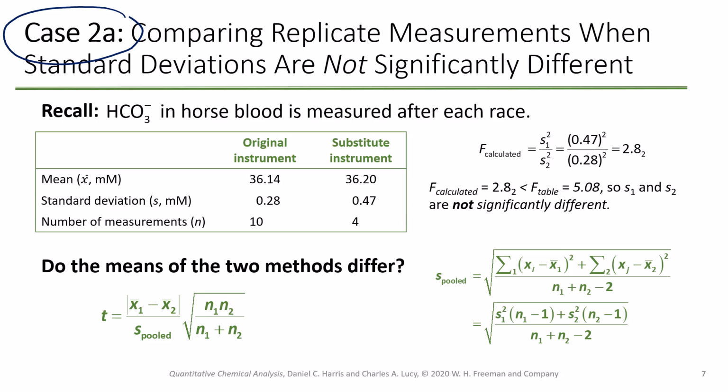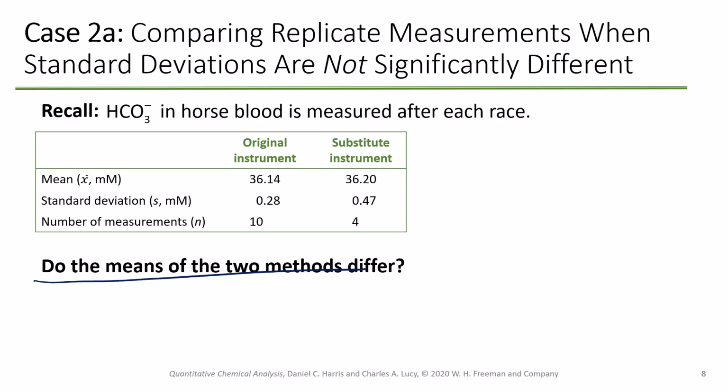So in this case, it's using the same data that we just did using the F-test. We've already done this math. We found that F-calc was smaller than F-table, so the standard deviations are not significantly different. So we're going to practice this using the same data, but just moving one more step to a t-test. But remember to always do an F-test first. Okay?